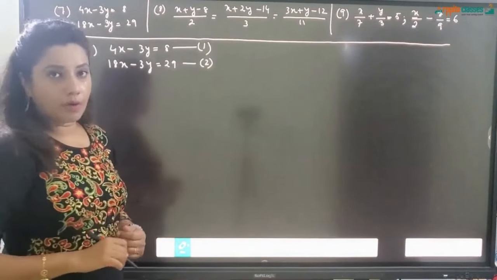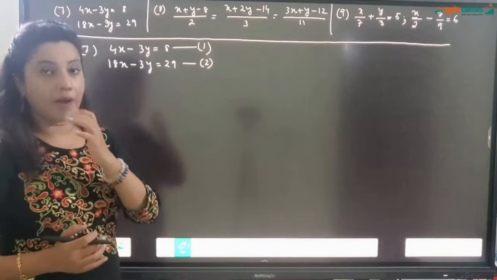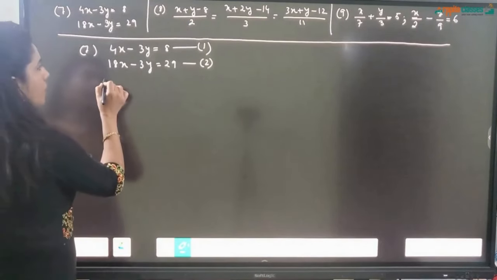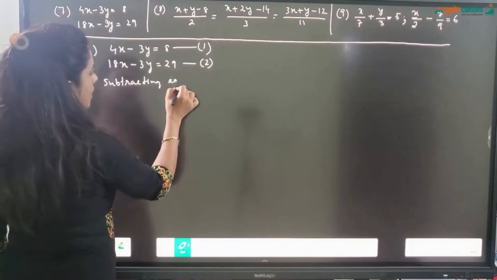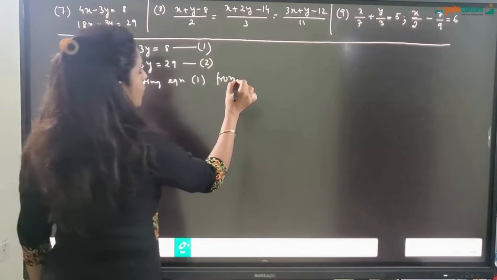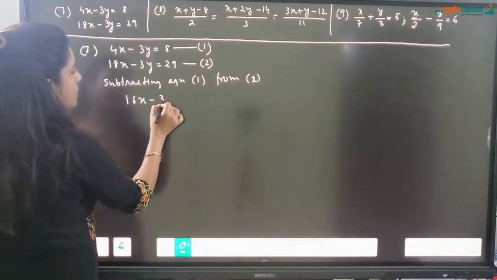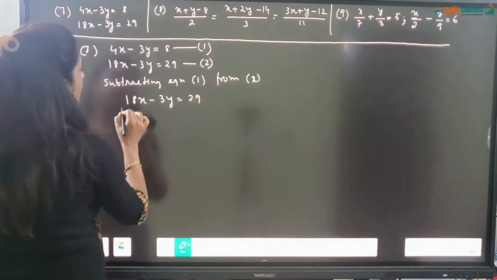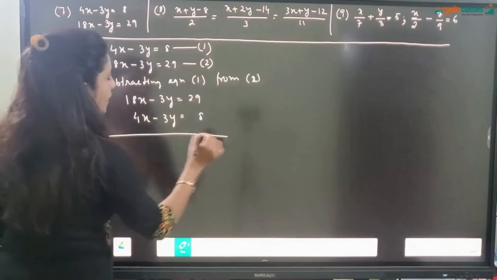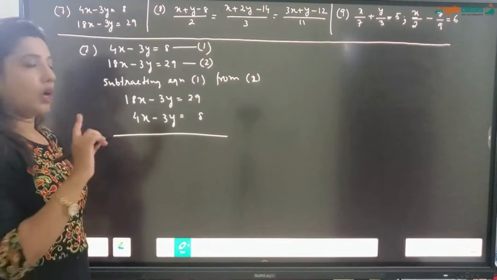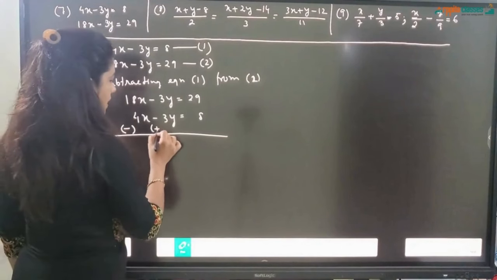And I want to cancel y over here because already the coefficient of y is same. But I see the signs are same, so we have to go for subtraction. So here we need to write subtracting equation 1 from 2. I am subtracting equation 1 from 2. So first I'll write 2. 18x minus 3y is equal to 29. And now 1. 4x minus 3y is equal to 8. You all know that while subtracting the second equation, all the terms' signs will get changed. So we'll change all the signs here.